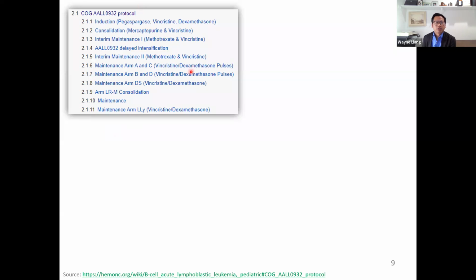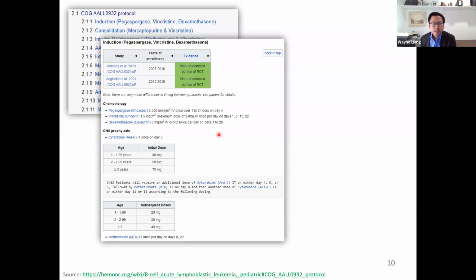This is a treatment protocol. There are different arms that are outlined here. So each of those named phases are different from each other. So for example, this is induction. And you can see that it has these drugs outlined here: PEG asparaginase, vincristine, dexamethasone, and some type of CNS prophylaxis. I didn't outline all of it here.